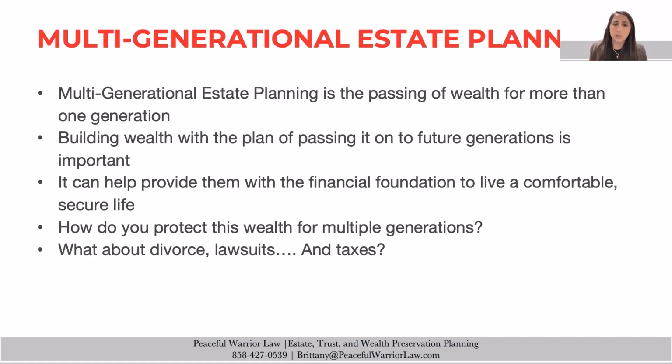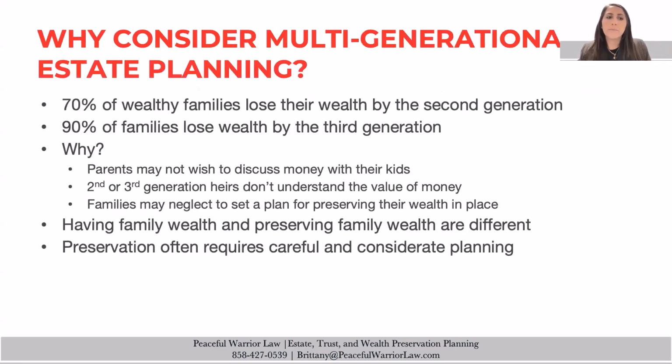And how do you protect this wealth for multiple generations? What about divorce, lawsuits, and taxes? So statistically, 70% of wealthy families lose their wealth by the second generation, and 90% of families lose their wealth by the third generation. And why is this?